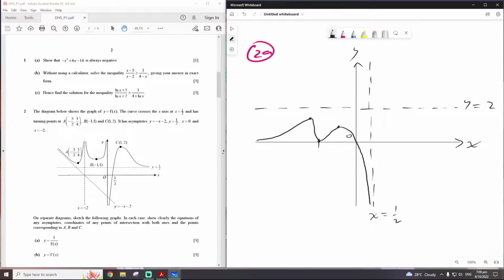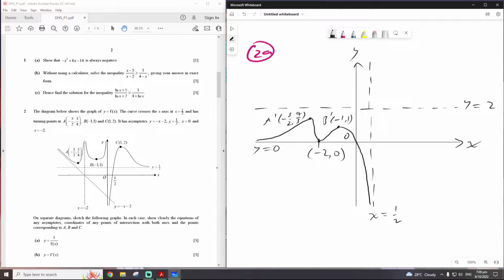So this is the origin. This is the point that corresponds to B, so I will label this B prime. And this is still negative 1, 1. This is the point 2, 0. Negative 2, 0 rather. This point here corresponds to A, so A prime negative 5 over 2 and 4 over 3. Right, and the y equals to 0 asymptote.